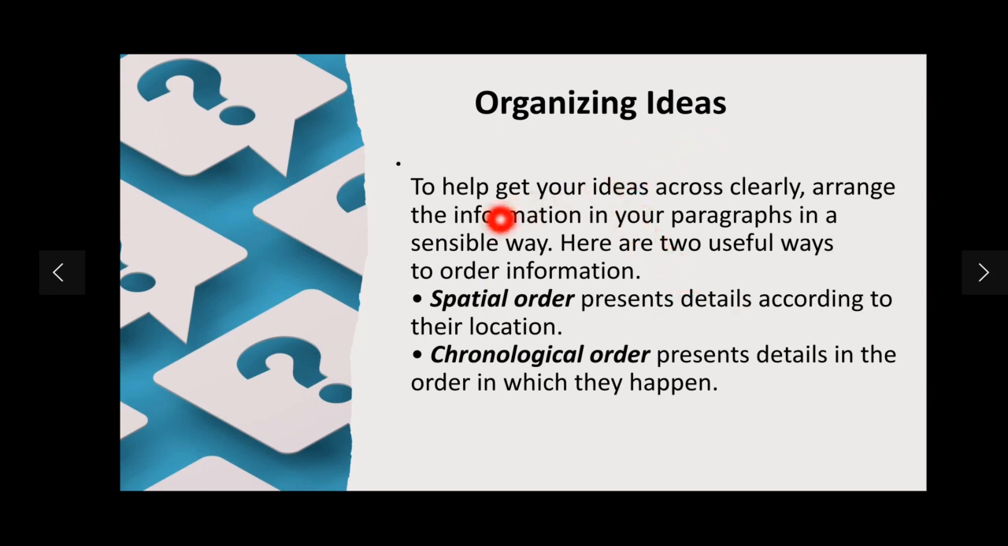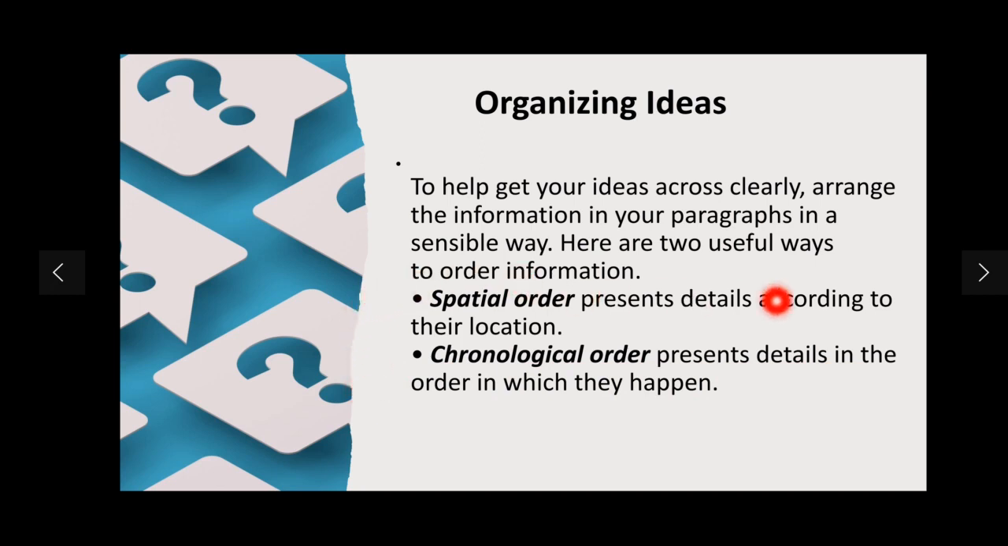Organizing ideas. To help get your ideas across clearly, arrange the information in your paragraph in a sensible way. Here are two useful ways to order information. The first one is spatial order. By spatial we mean the space, position, or size of something. So spatial order presents details according to their location, right? And chronological order presents details in the order in which they happen.